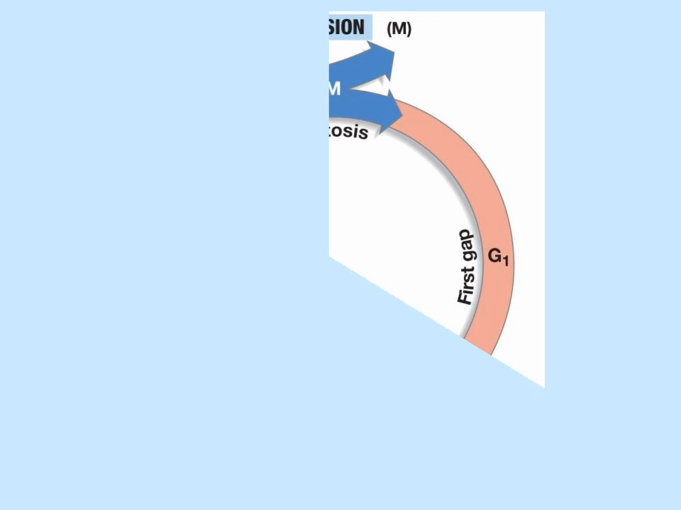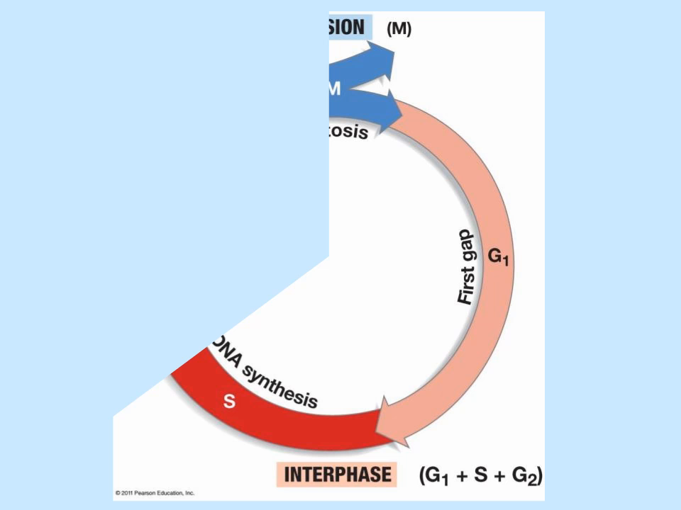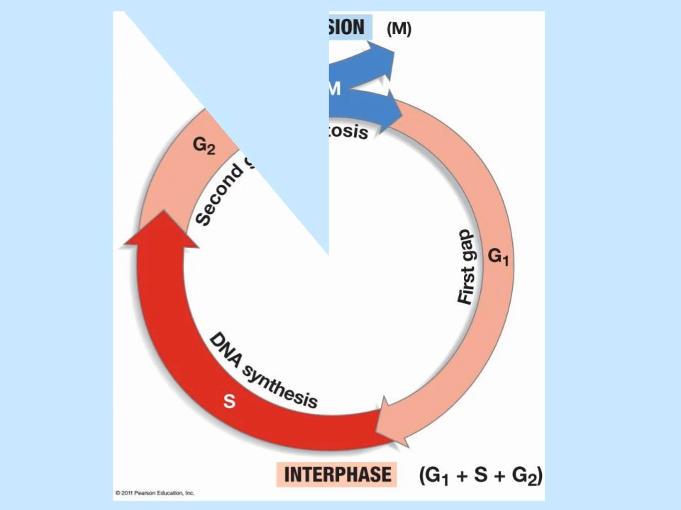The eukaryotic cell cycle includes interphase and the M phase. Interphase consists of the first gap phase, G1, DNA synthesis, S, and the second gap phase, G2. The M phase consists of mitosis and cytokinesis. So what is happening at each of these points?